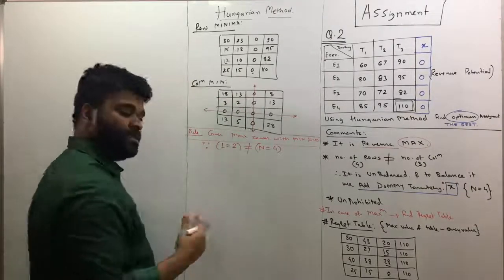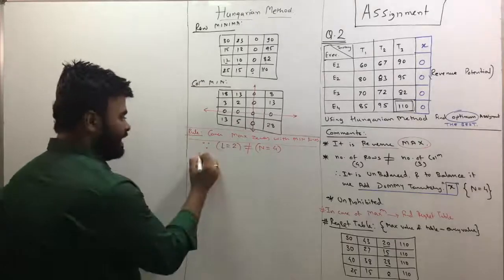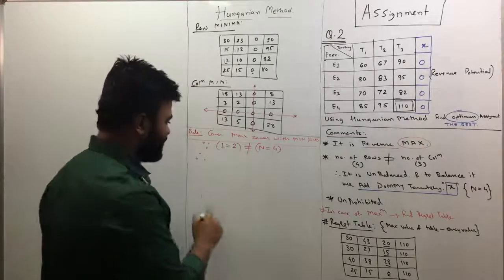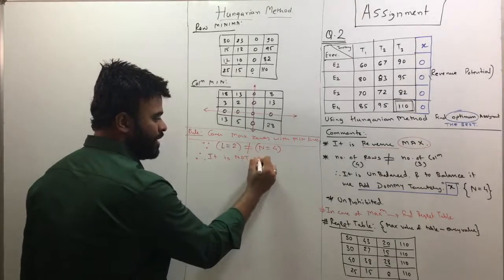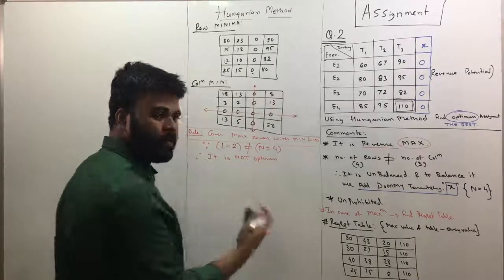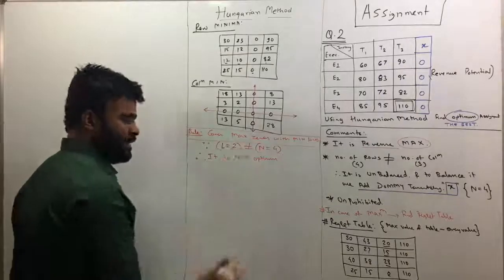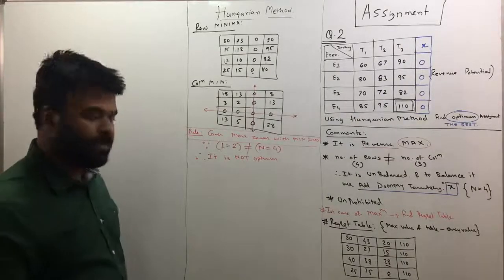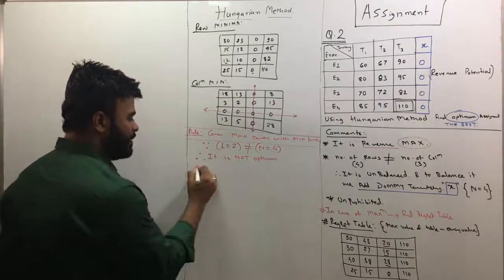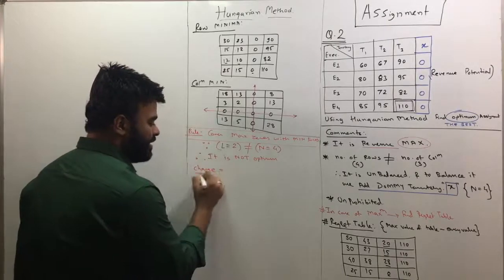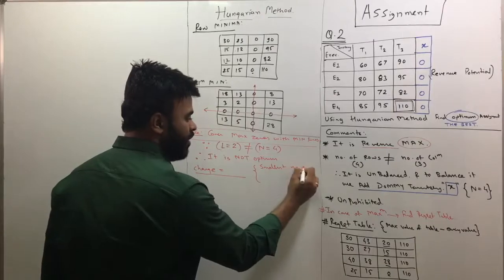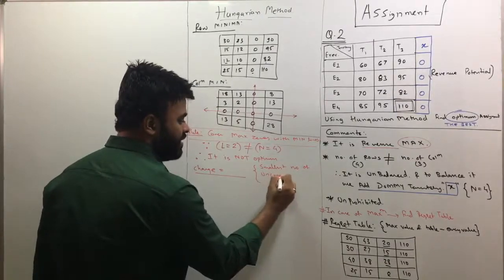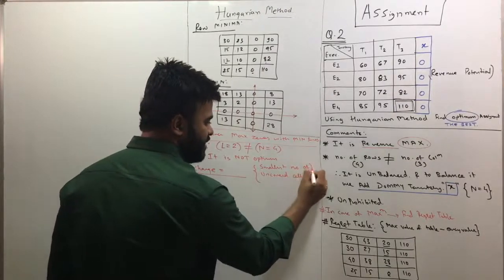Since L and N are not equal, you write down a statement. Never skip this statement. Always write down that it is not optimum, because for optimum, you want L and N to be equal, right? So it is not optimum, and whenever it is not optimum, you need a change. And the change is the smallest number of the uncovered cells.